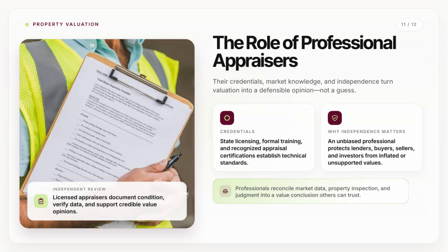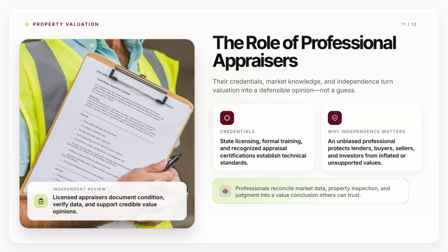Now, let's focus on the independent review process conducted by licensed appraisers. These professionals play a crucial role in documenting the condition of a property, verifying all relevant data, and providing credible value opinions that stakeholders can rely on. Their expertise comes from a combination of credentials, including state licensing, formal training, and recognized appraisal certifications, which together set high technical standards. The independence of appraisers is especially important because it ensures that their valuations remain unbiased and objective.